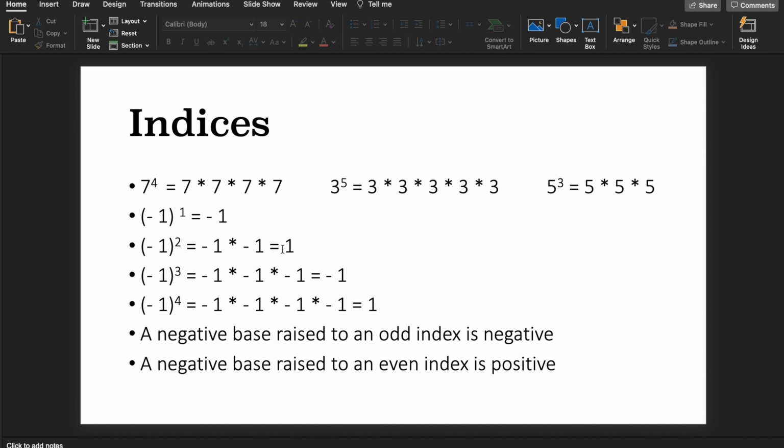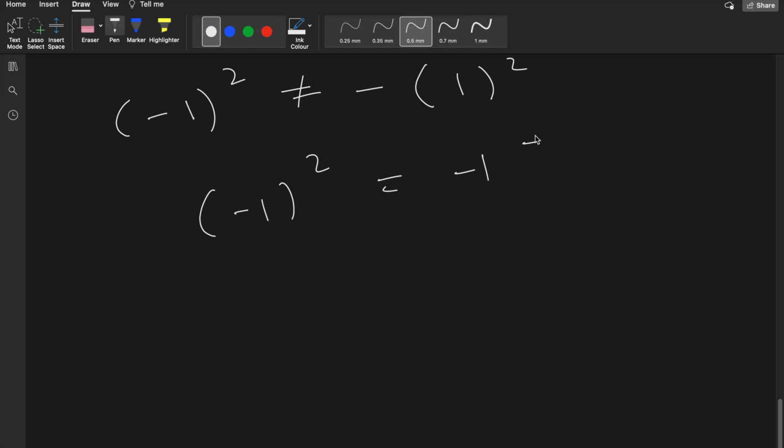I'd also like to clarify one more thing. So negative 1 whole squared is not equivalent to minus 1 squared. This is not equivalent. So minus 1 whole squared would be minus 1 into minus 1. That would be 1, whereas minus 1 squared would be minus 1.